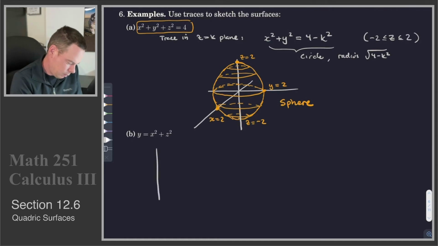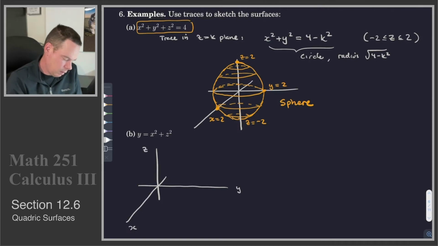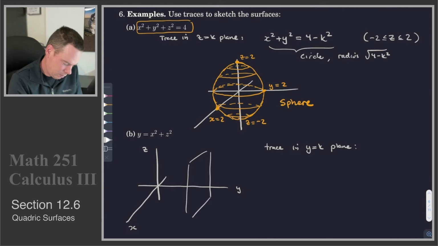We'll get our sketch again. x, y, z. We'll build up some information. So we'll say, what is the trace in the y equals k plane? So y equals k plane. That's a plane that's sort of cutting like this. I'll briefly sketch it in. So that's y equals k.